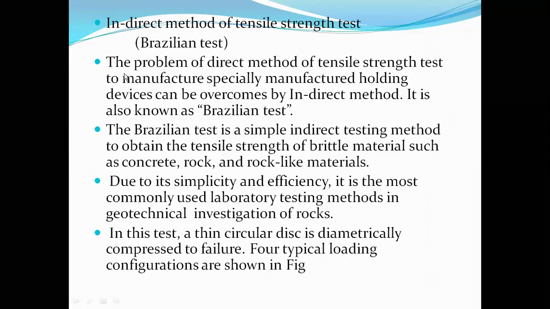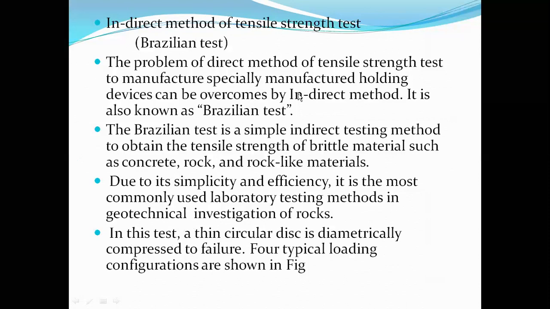Next, the problem of specially manufactured holding devices in the direct method of tensile strength test can be overcome by the indirect method. It is also known as the Brazilian test. The Brazilian test is a simple indirect testing method to obtain the tensile strength of brittle materials such as concrete, rock, and rock-like materials. Due to its simplicity and efficiency, it is the most commonly used laboratory testing method in geotechnical investigation of rocks.